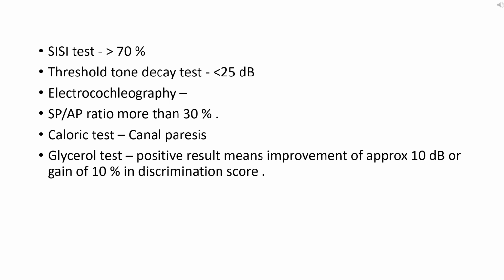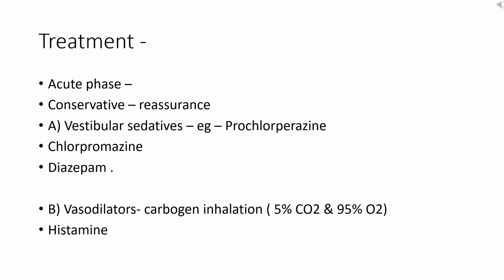So these are a few important batteries of investigations that we can order apart from our routine investigations in case of Meniere's disease. Now coming to the treatment of Meniere's disease. In acute phase, the modality of treatment is conservative. We can reassure the patient. Also, we can give vestibular sedatives such as prochlorperazine, chlorpromazine, and diazepam. We can also advise a few vasodilators such as histamine or carbogen inhalation. What is carbogen? Basically, it is a combination of 5% carbon dioxide and 95% oxygen. That also improves the symptoms of Meniere's disease.